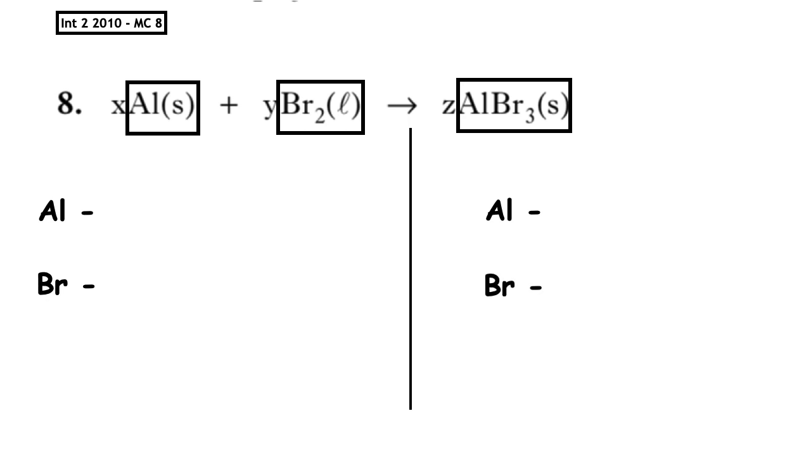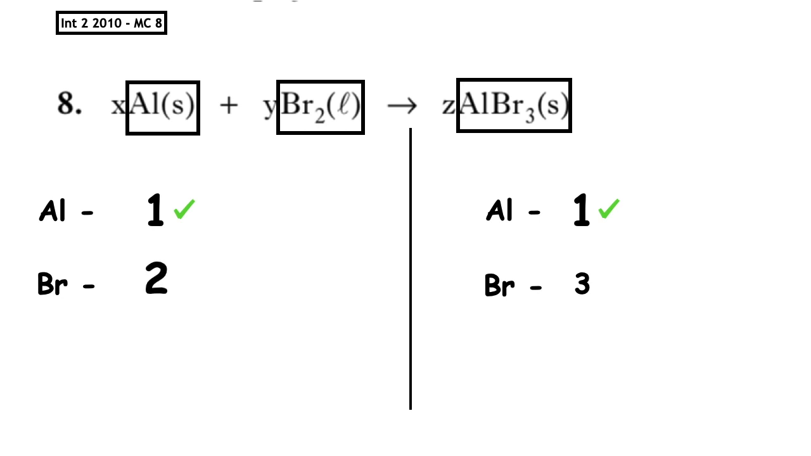How many aluminiums do we have on the left? We've got 1. How many bromines do we have? We have 2. On the right hand side of the equation, how many aluminiums have we got? We've got 1. And how many bromines do we have? We've got 3. We start our shopping list at the top to see if we have got them balanced. How many aluminiums do we have on the left? We've got 1. On the right, we've got 1. They balance, so we can tick them off.